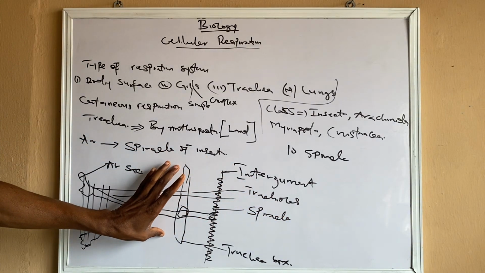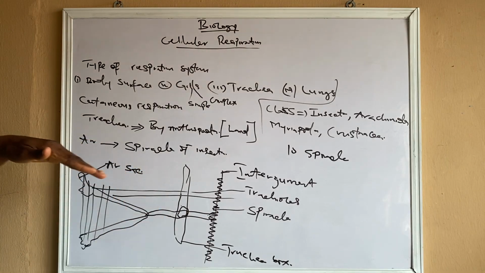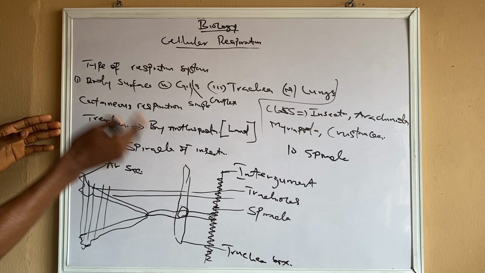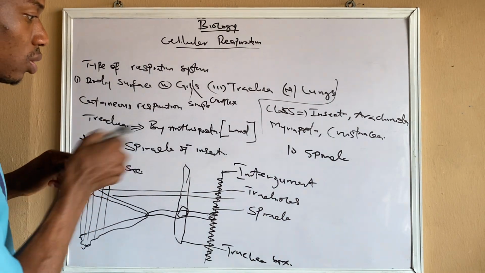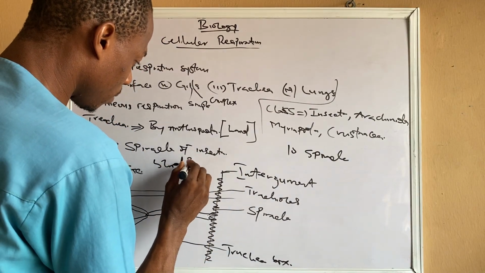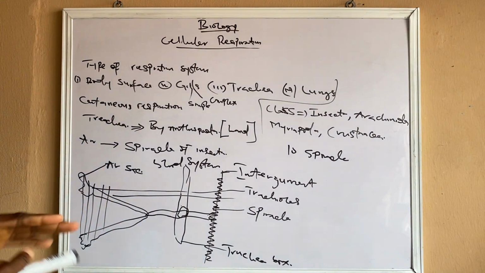Into the trachea system. The trachea system is now divided into branches, and the branches of the trachea are called the tracheoles, and these tracheoles are the ones that enter the air sac. From the air sac, it is now going where? Going to the blood system. Good.